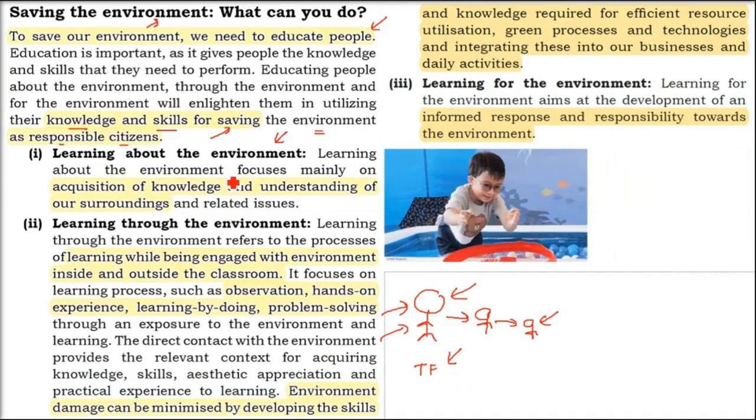So first, learn about the environment. What does it mean? Learning about the environment is about acquisition of knowledge and understanding of our surroundings. That is, get the knowledge, get the information, and understand what is around you. It's not only you. You cannot live alone. Plants, animals are living with you. See, first is learning about the environment.